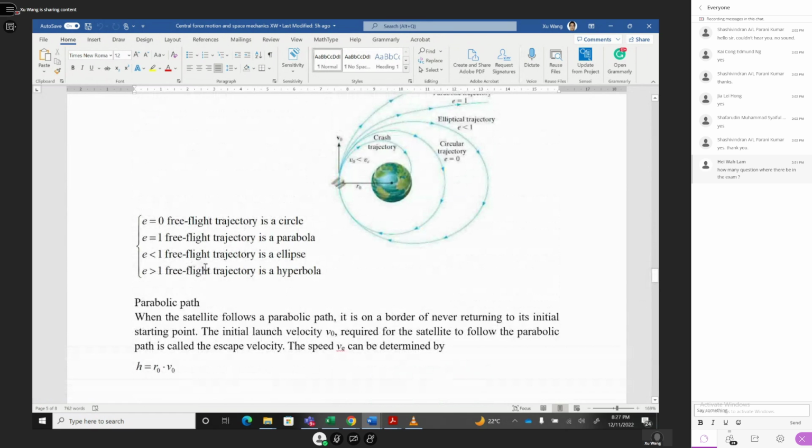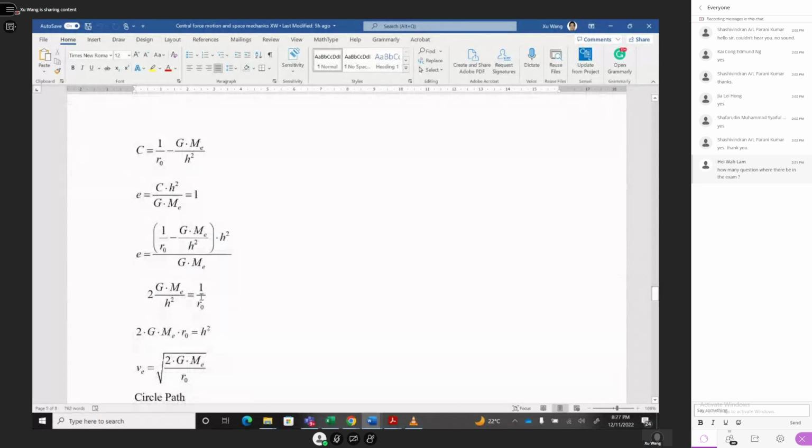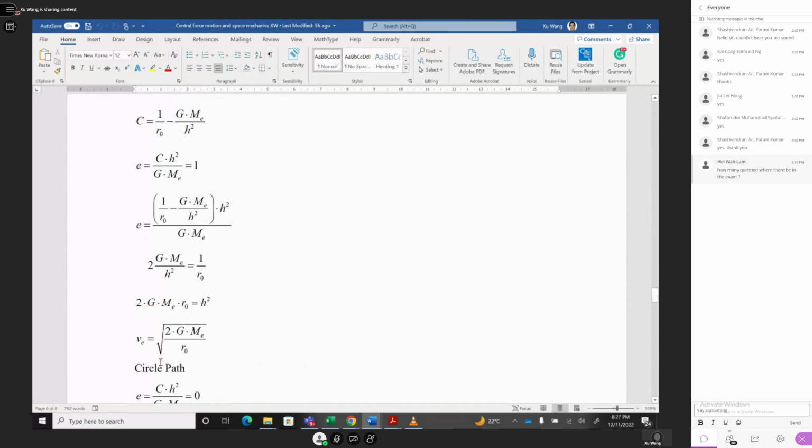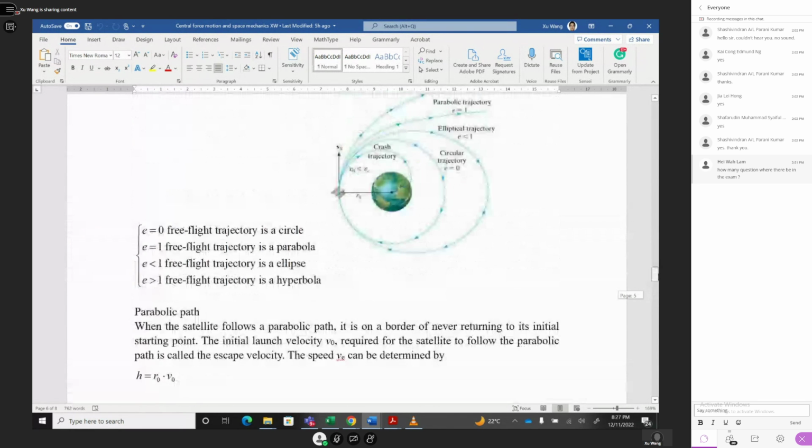All right. Then for the parabolic path, we actually know R0, V0. Okay, we know that. For the parabolic path, we use E equal to 1. This one equal to 1, and solve this one, you can solve R0. Also, if you know R0, you can solve the parabolic velocity, the minimum velocity for parabolic.